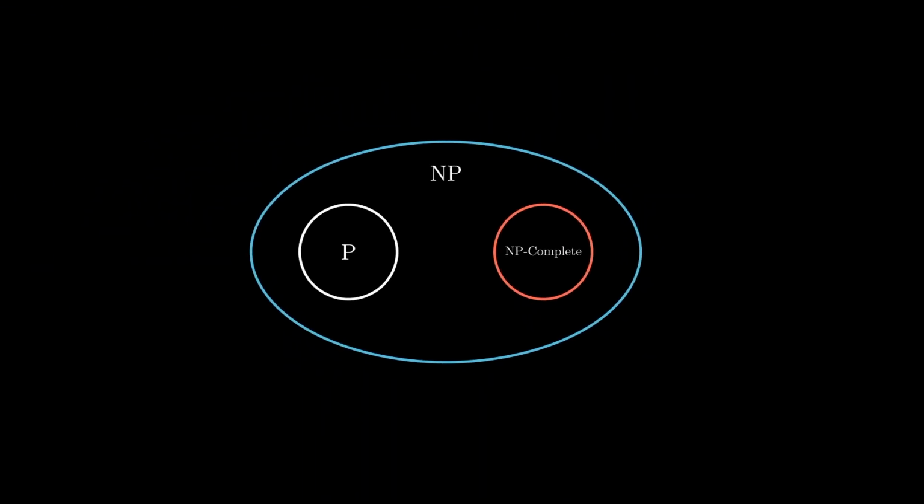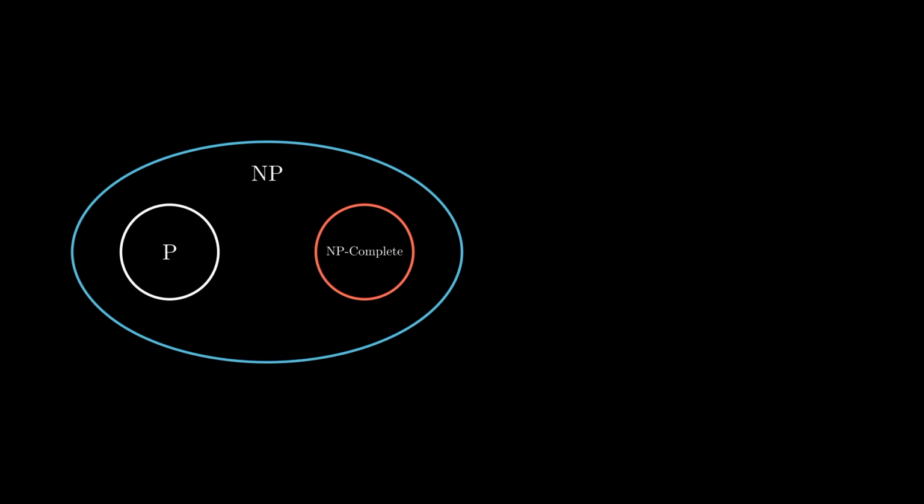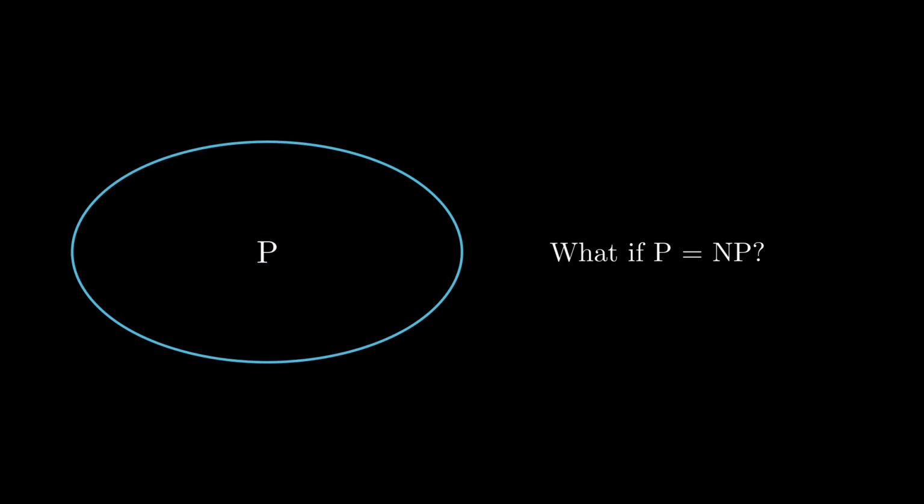So, how does the relationship between P and NP influence NP completeness? Let's say we found out that P equals NP. This would imply that SAT has a polynomial time algorithm to solve it, and as a result, the entire NP completeness tree would collapse. Algorithms that we consider to be NP-complete would all have polynomial time algorithms to solve them, allowing us to solve them more efficiently.